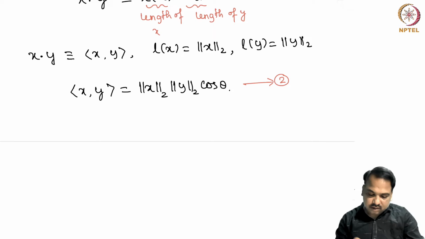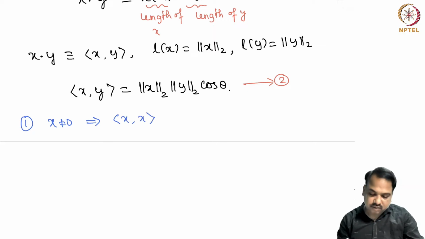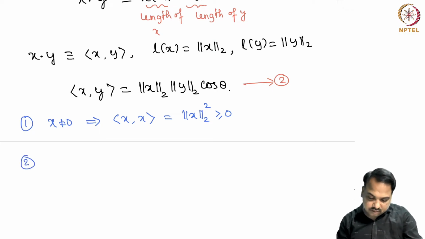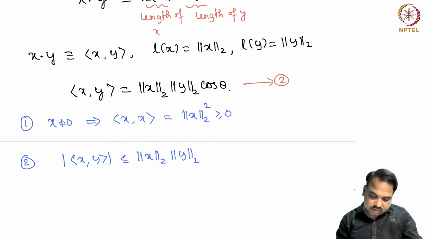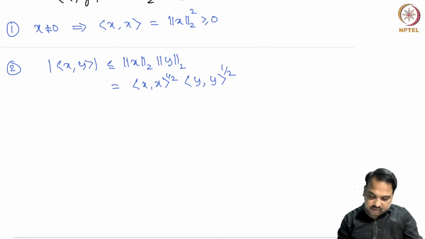Okay, now let us look at particular cases of this. For example, if you take x non-zero, the scalar product of x with itself is the length of x square, which is always positive. Here when we take y equal to x, theta is 0, then cos 0 is 1. Okay, so if you take the modulus, this is mod of the scalar product xy, less than or equal to the Euclidean norm of x multiplied by the Euclidean norm of y. This we can again write as the square root of the scalar product of x with itself, and the square root of the scalar product of y with itself. So this inequality is very well known as the Cauchy-Schwarz inequality.